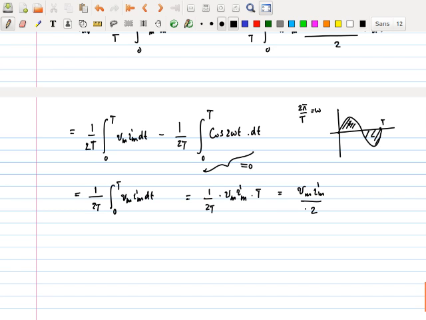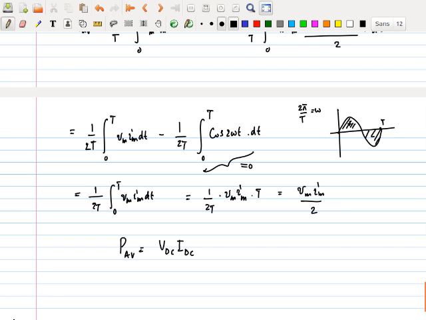Vm and Im are the peak values of the sinusoidal signal. Remember, peak value of the sinusoidal signal. Now we also understand, if I take a resistor and find the average power in the resistor, it will be VDC times IDC.